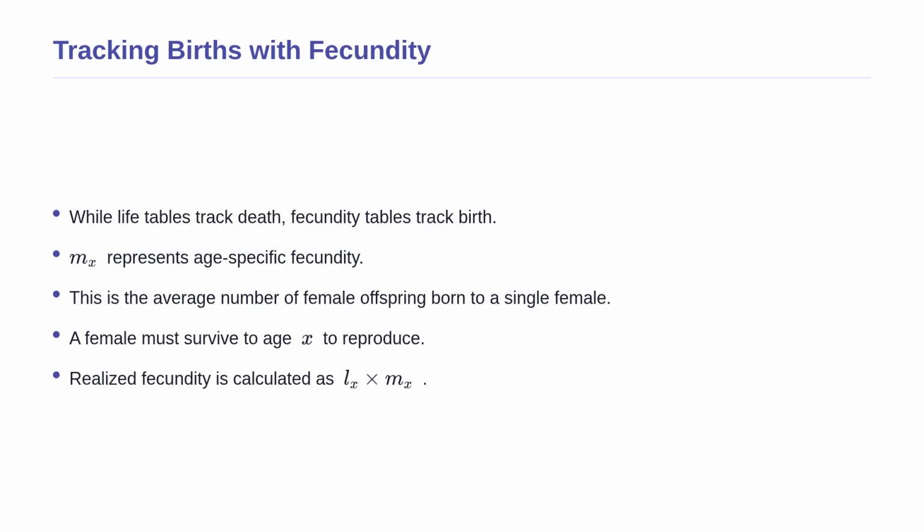However, there is a catch. A female can only give birth if she actually survives to that age. Therefore, we must multiply her probability of surviving, lx, by the number of offspring she would have, mx. This product gives us the realized fecundity, a crucial concept for understanding true reproductive output.